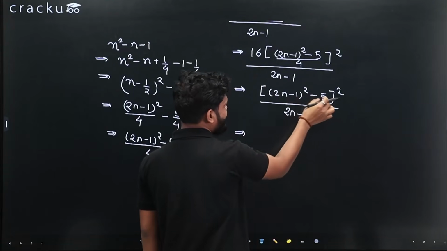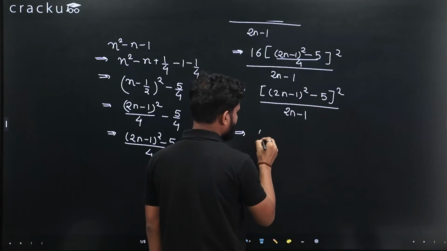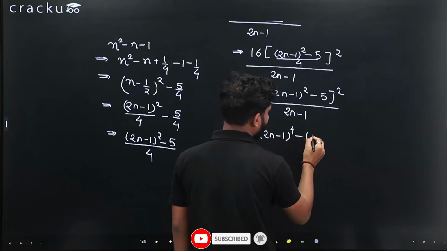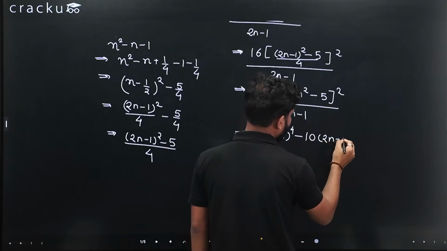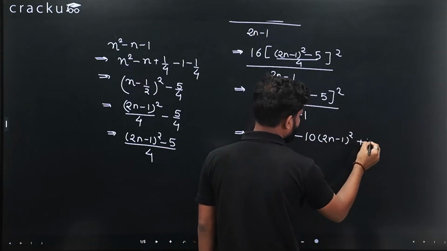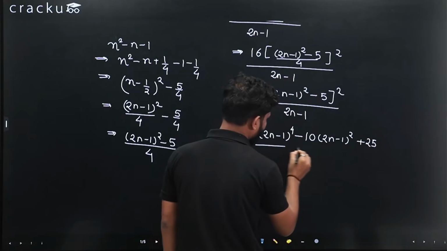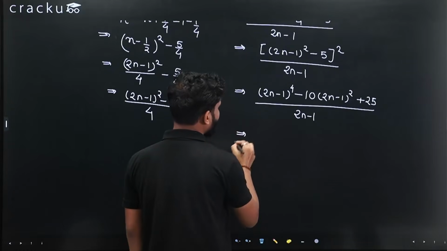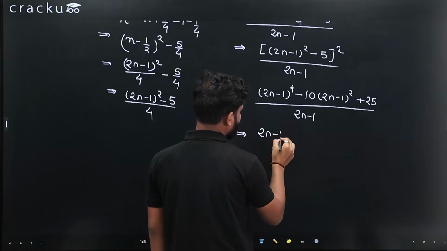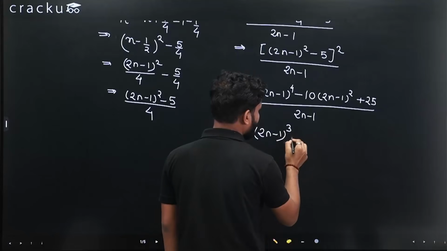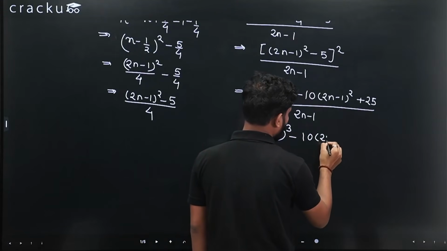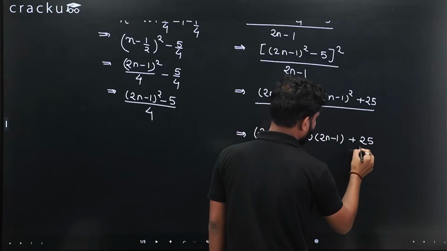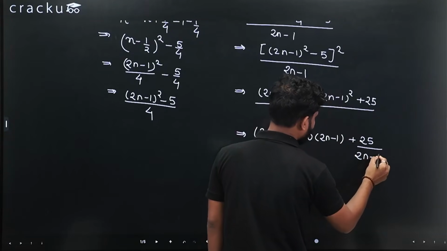Now from here I will just expand it. Let us say this is a, this is b. So this is a minus b whole square. So this will be 2n minus 1 raised to 4 minus 10 into 2n minus 1 whole square plus 25 divided by what? Divided by 2n minus 1. From here what do we get? We get 2n minus 1 cube. We are splitting the denominator. Minus 10 into 2n minus 1 plus 25 divided by 2n minus 1.